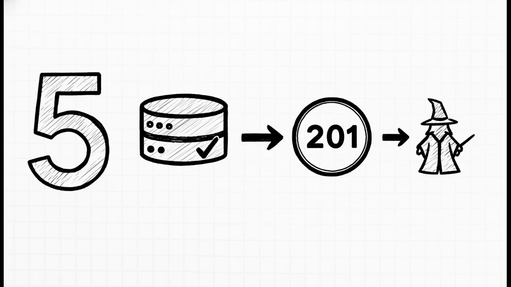And finally, to wrap things up, we have to respond. You can't just leave the client hanging. So we send back that 201 created status, and we also include the new wizard object itself as a confirmation. The client now knows for sure that everything worked perfectly. And that's the whole flow.